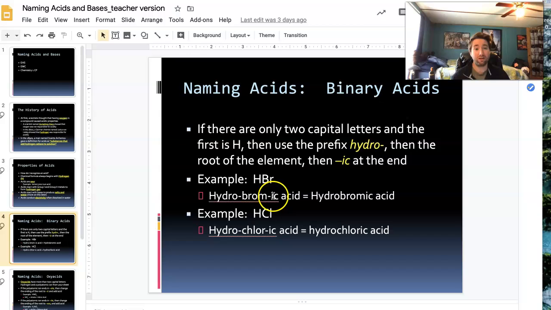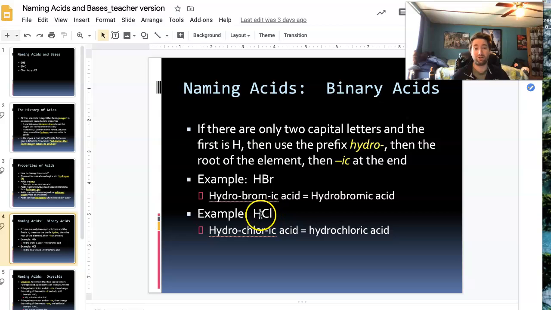Then we're going to add ic to the end and add acid after that. So this is hydrobromic acid. Okay? Next one, HCl. So there's an H here, so that's at the beginning. We know that it's an acid. And then there's Cl. All right, so there's only two capital letters here.